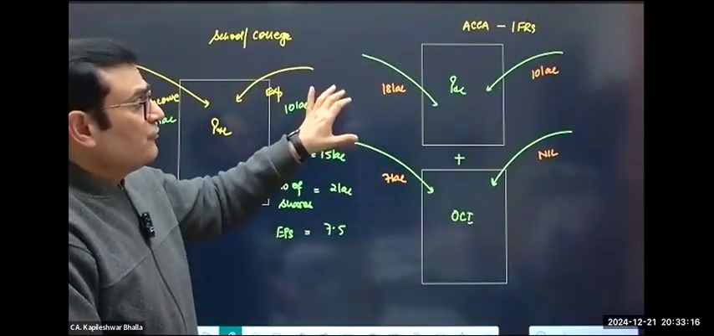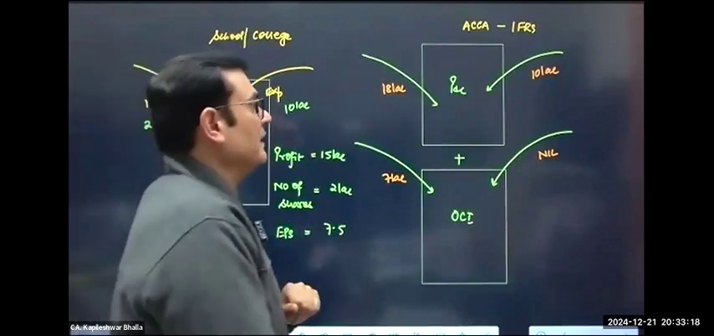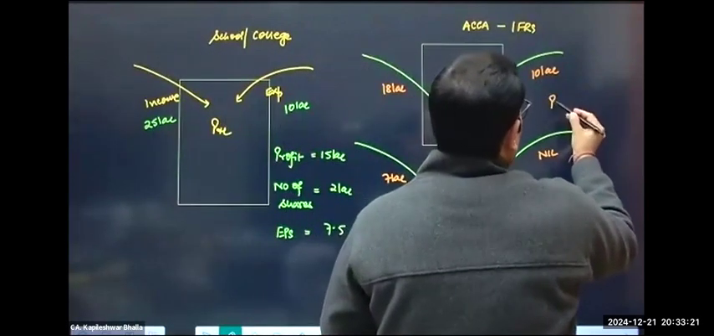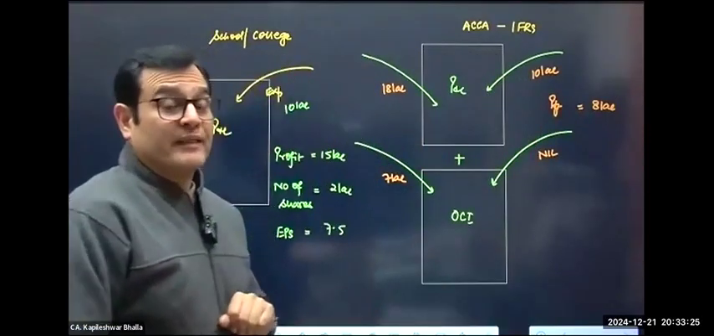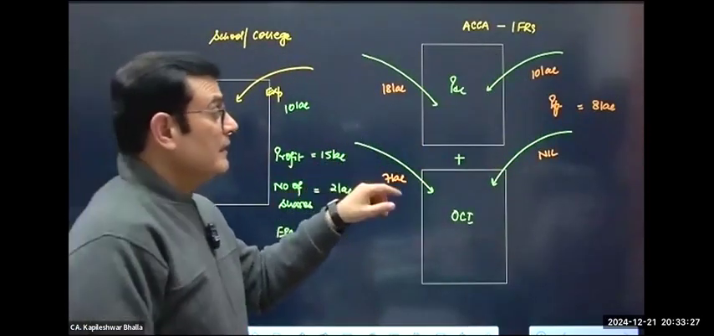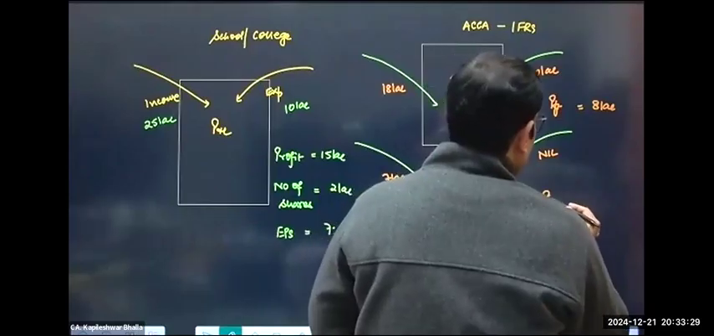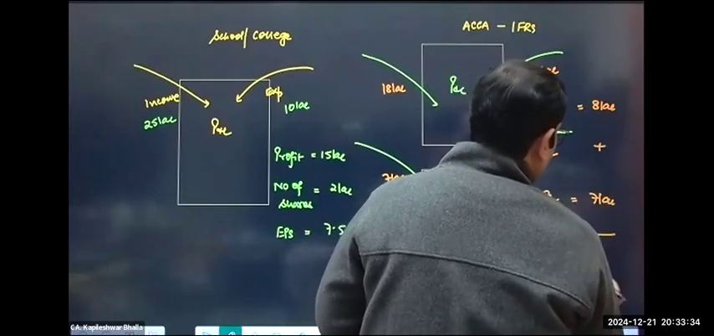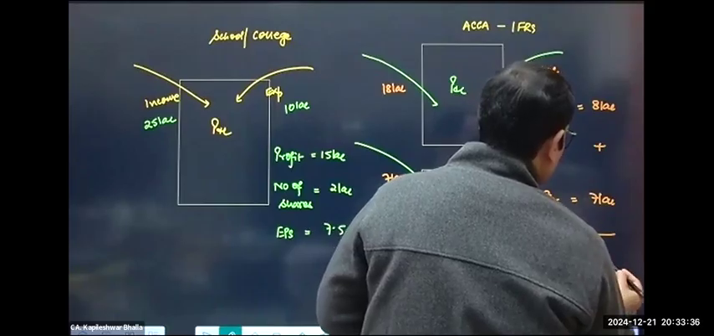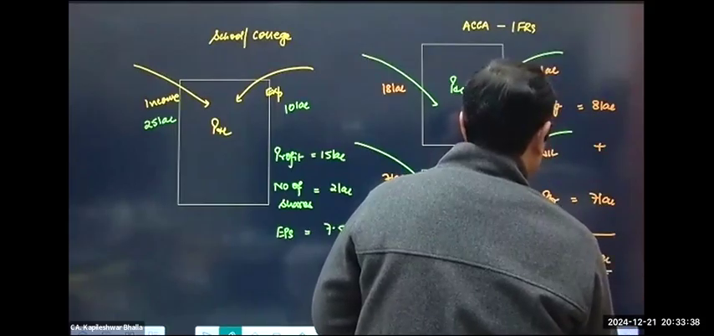Now, in this case, if I calculate the profits of the P&L, 18 minus 10, the profit is 8 lakhs. And if I calculate the profits in the OCI, 7 minus 0, that profit is equal to 7 lakhs. And if you add the total profit, 8 plus 7, the total profit in this case is 15 lakhs.